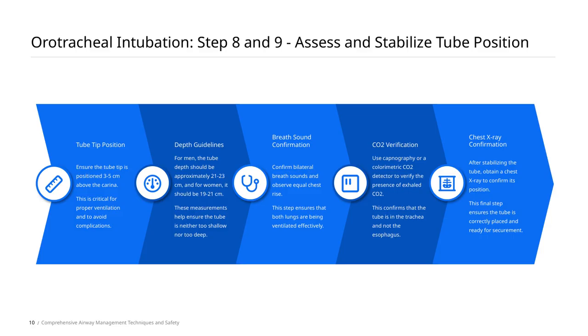Finally, we want to ensure that the tube tip is positioned about 3 to 5 centimeters above the carina. Proper placement here is critical. It allows for effective ventilation and reduces the risk of trauma or other complications. All these steps are integral to ensuring the safety and effectiveness of airway management, tying back to our overall goal of providing comprehensive and safe airway care.